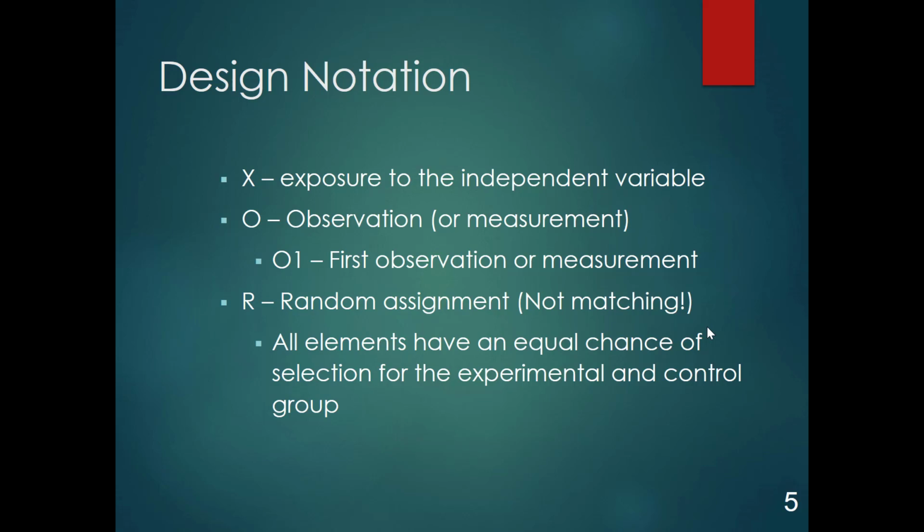O1 is your first observation of measurement. So the R stands for random assignment. So not matching. You're randomly assigning your participants to either intervention or control group. With random assignment, all elements have an equal chance of selection for either being in the experimental or the control group. So whenever you randomly assign your participants to either group, all of them have an equal chance of being selected for either of those groups.